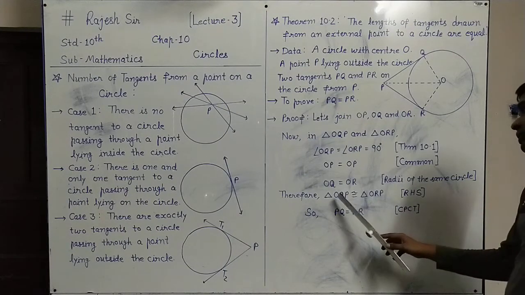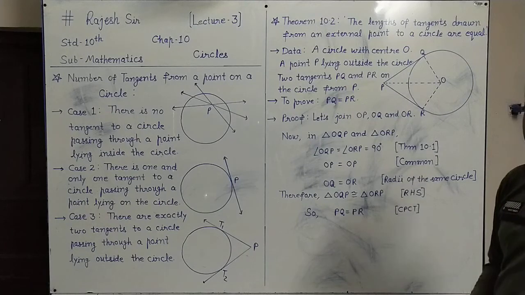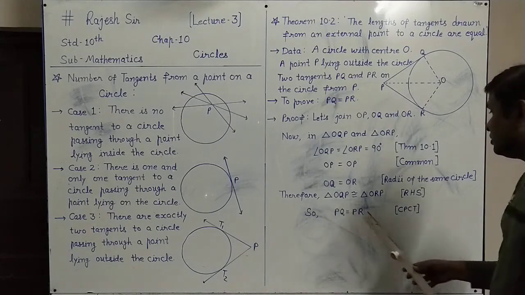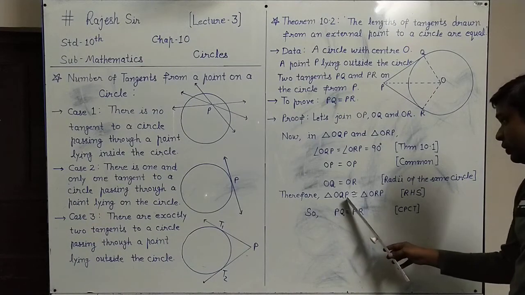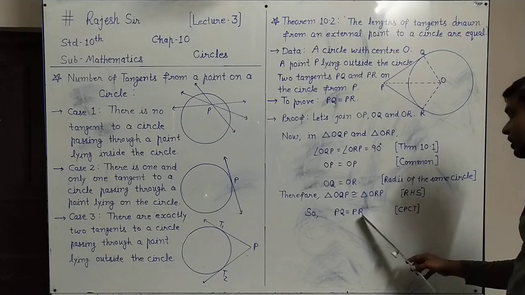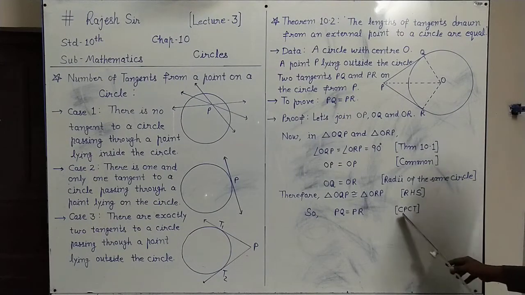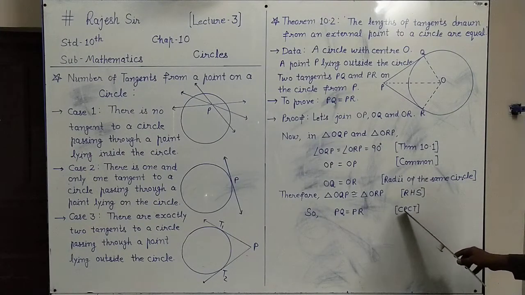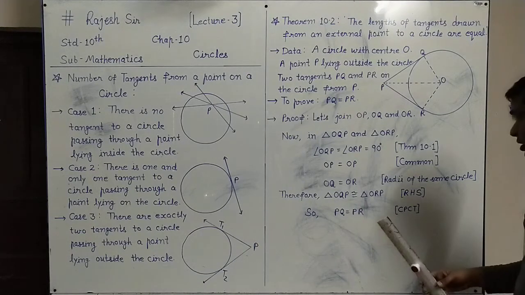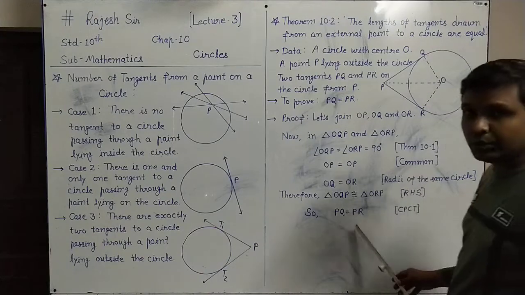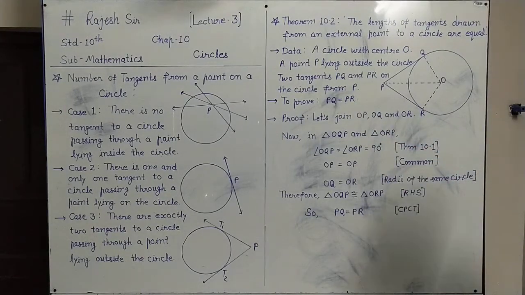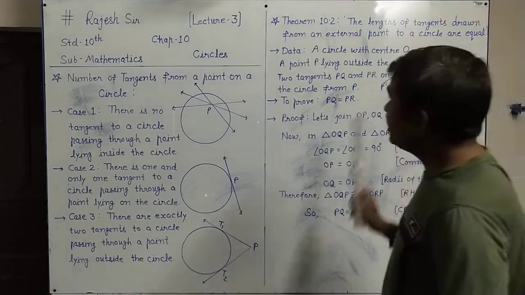And as we know, if two triangles are congruent, their corresponding parts are congruent. So the second side of this, PQ, and the second side of this, PR, will be equal. PQ equals PR because of CPCT. CPCT means corresponding parts of congruent triangles. Second sides are corresponding sides. Corresponding parts of congruent triangles are equal. So PQ equals PR. So this way we have the proof. That's the proof. So it is a very simple theorem.